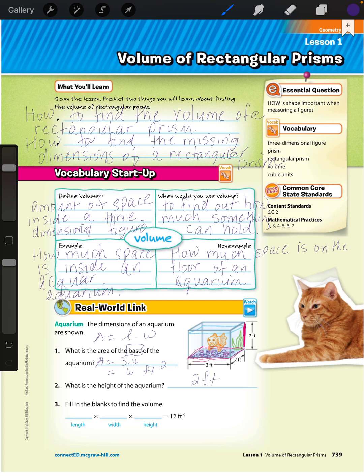And now we can do number 3 to fill in the blanks for the volume. So the volume is going to be, my length is 3, my width is 2, and my height is 2. So my volume is going to be 3 times 2 times 2. That's 12 feet cubed. Notice in this case, our units are cubed, or our exponent is cubed.